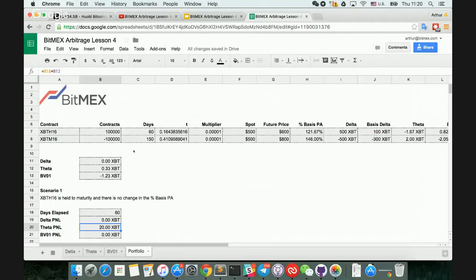Wow, that's great. So now, if that is your trade theory, you know the maximum amount of money that you're going to make from the perfect outcome of your trade, i.e. nothing changing and time just elapsing.